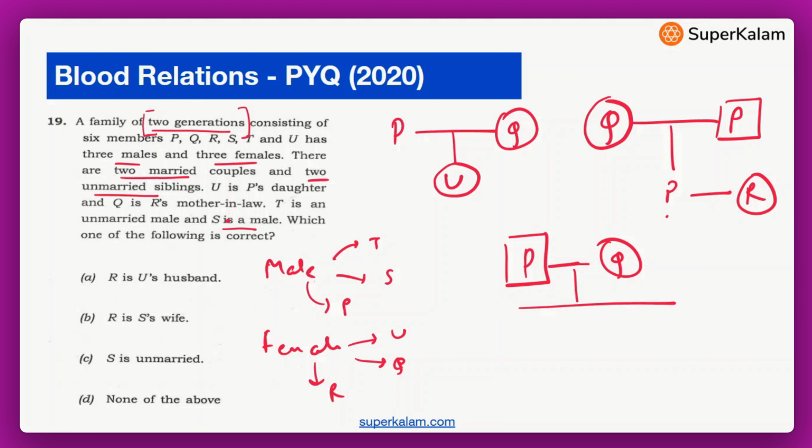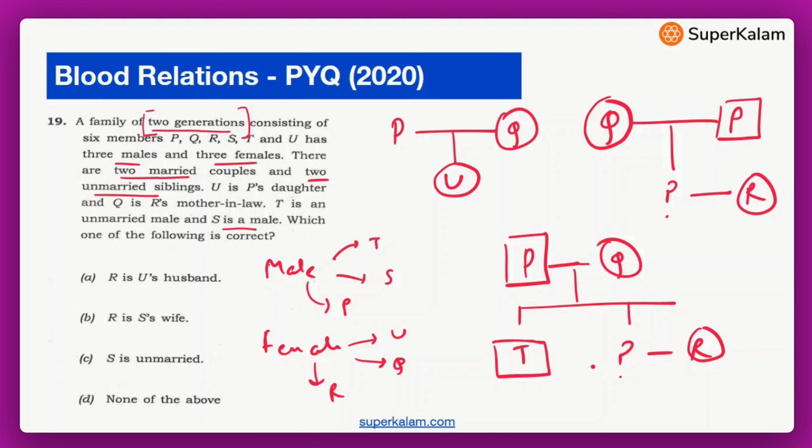Since there are two unmarried siblings, one of the siblings, we don't know who, is married to R. And there are two other unmarried siblings. One is of course T, who is unmarried. Out of this, one is daughter U and one is S, who is a male.